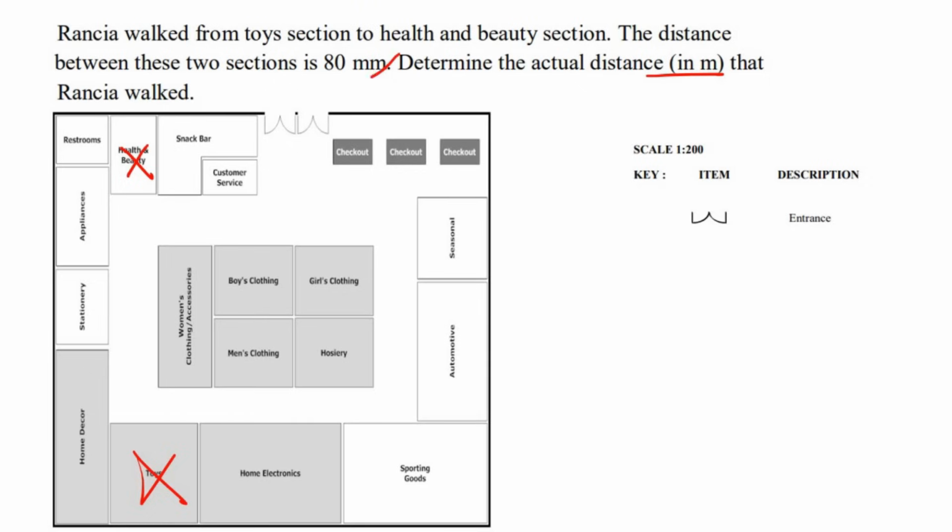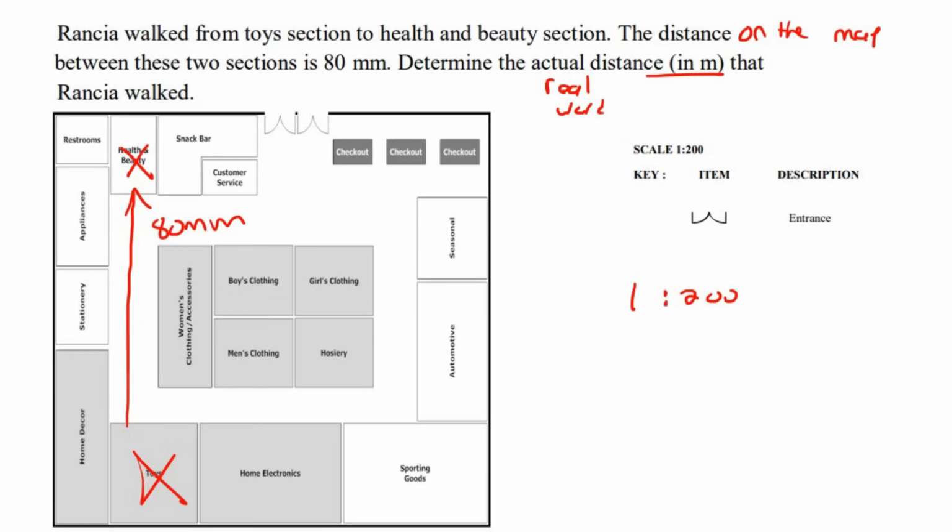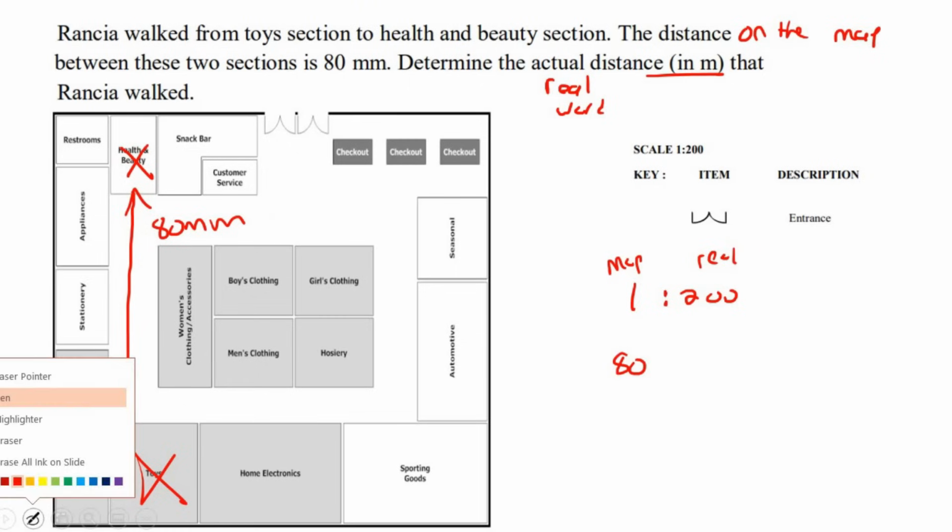So what they meant to say here was that the distance on the map is 80 millimeters. Now they want you to determine the actual distance, which is in the real world. And so we need to use the scale. Okay, so we know that the scale is 1 to 200. That's the map, and this is the real. Now on the map, how far did this guy walk? He walked 80 millimeters. Okay, so we can put an 80 over here.